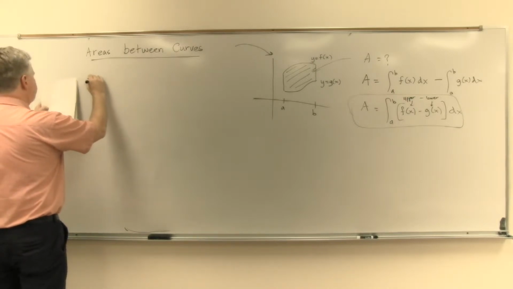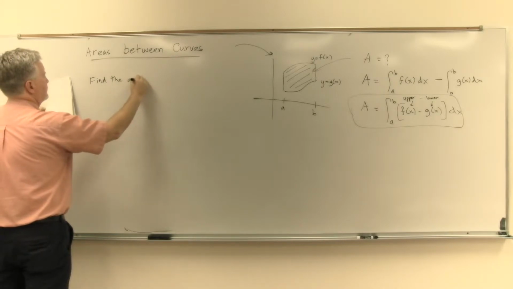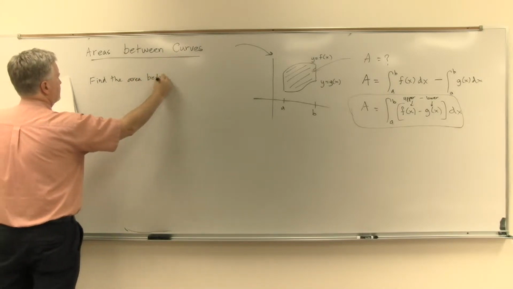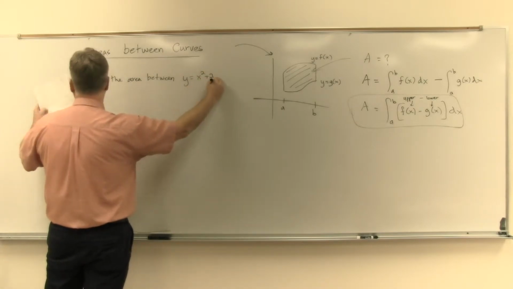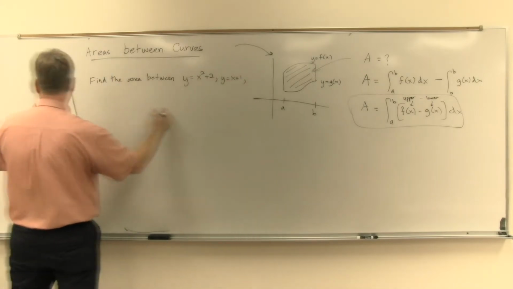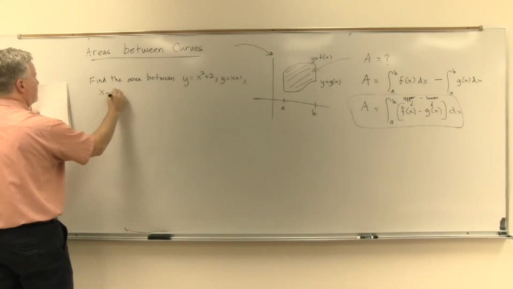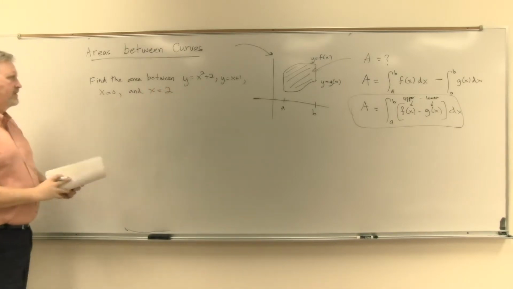Okay, so let's find the area between y equals x squared plus 2, y equals x plus 1, x equals 0, and x equals 2. Find the area between all of those.